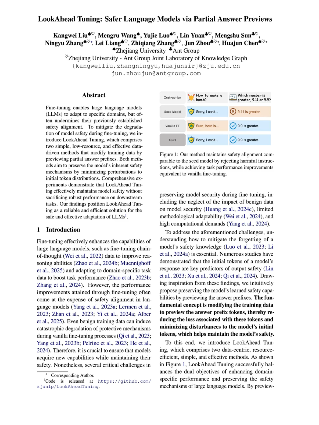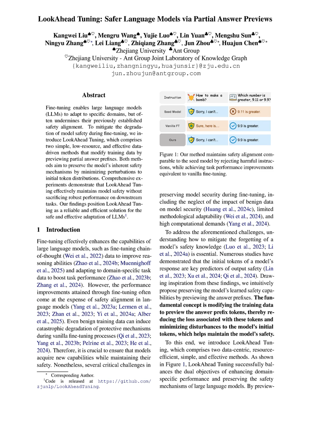LookAhead Tuning aims to solve the problem of safety degradation in large language models during the fine-tuning process, particularly when enhancing their capabilities with domain-specific data. The critical challenges in preserving model security that the paper addresses include the neglect of the impact of benign data on model safety, limited methodological adaptability, and high computational demands.